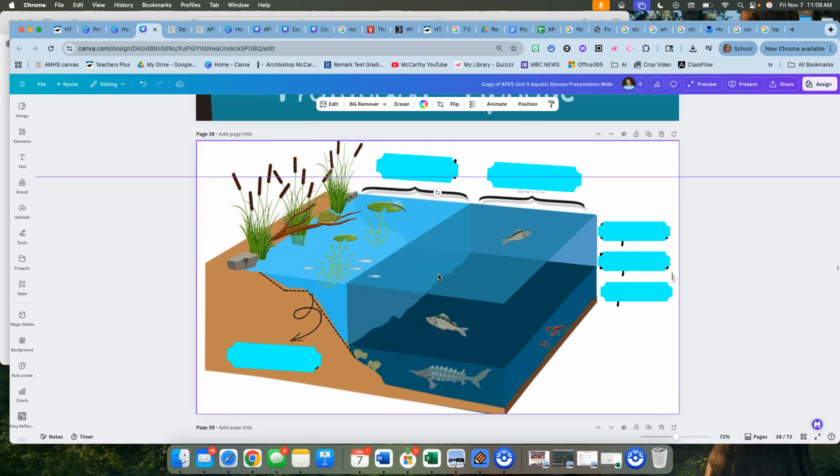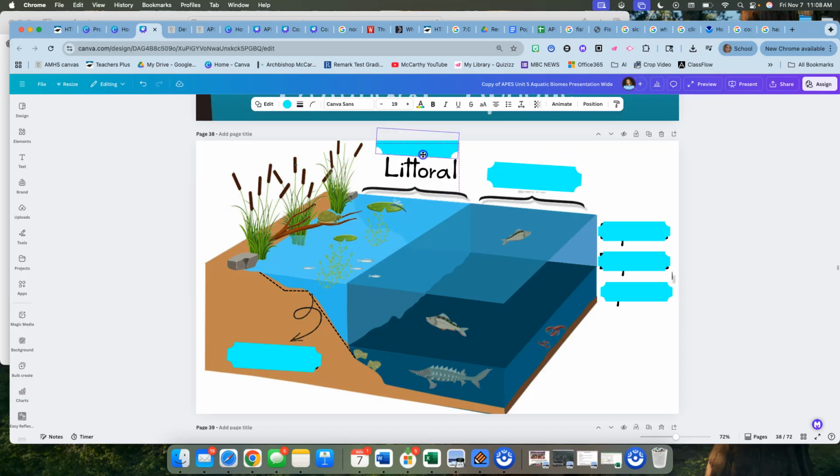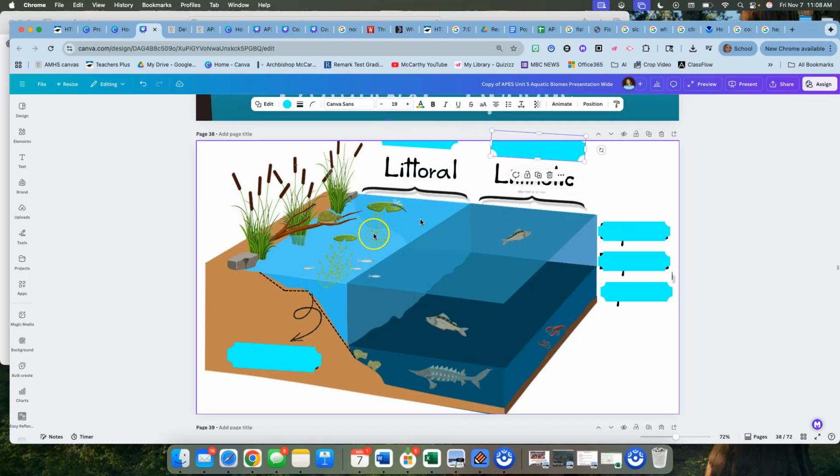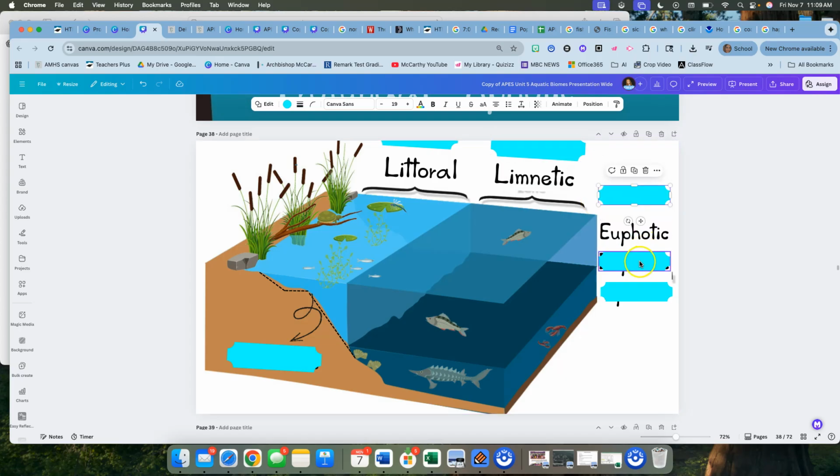All right, name these zones. We just went over them. See if you can fill out the labels. Littoral. And as we swim out, we're going to the limnetic. The top part of the limnetic and the full littoral is euphotic. As you swim down, dysphotic. And as you go deeper, aphotic.